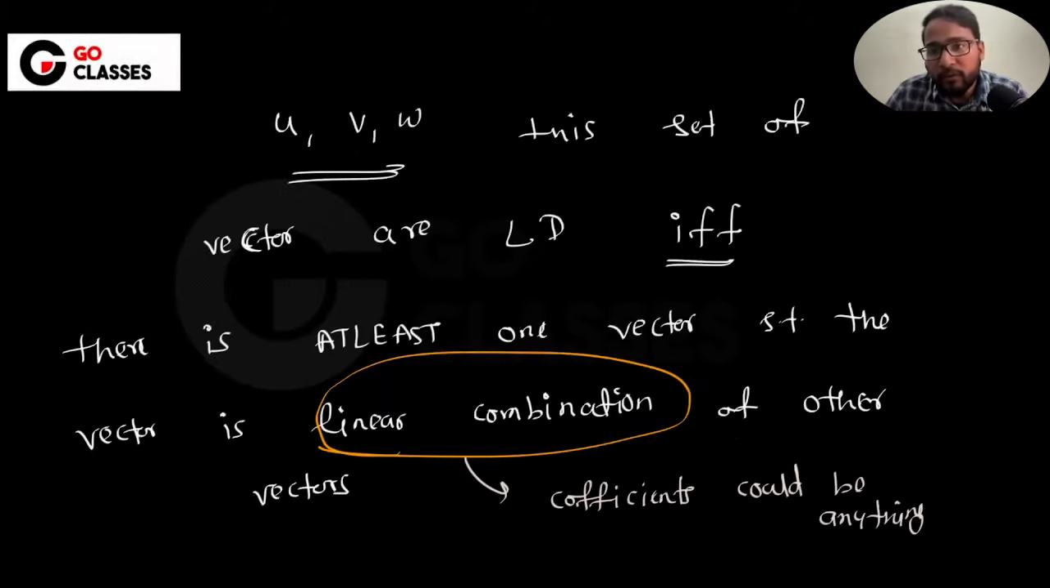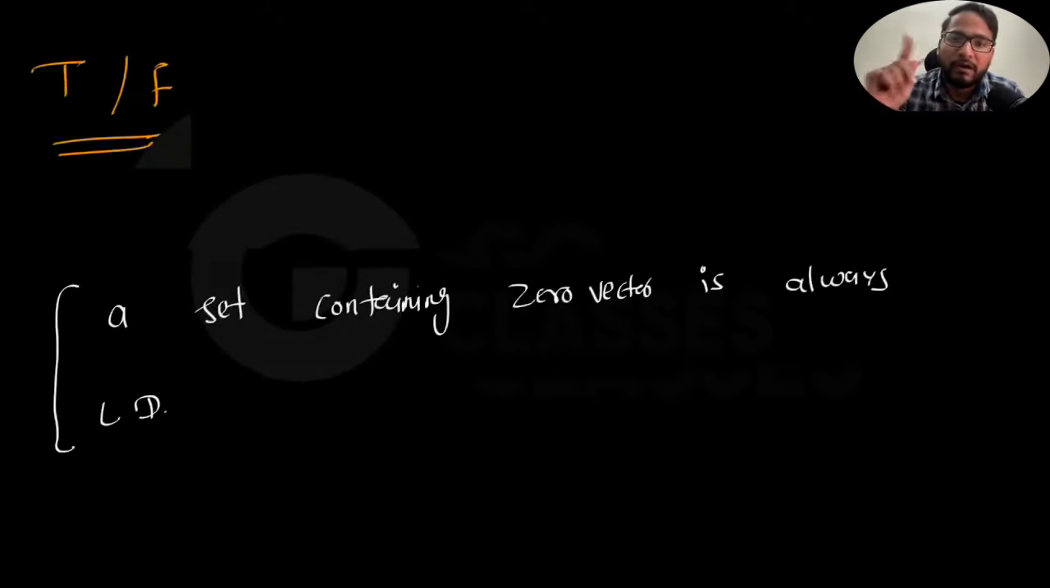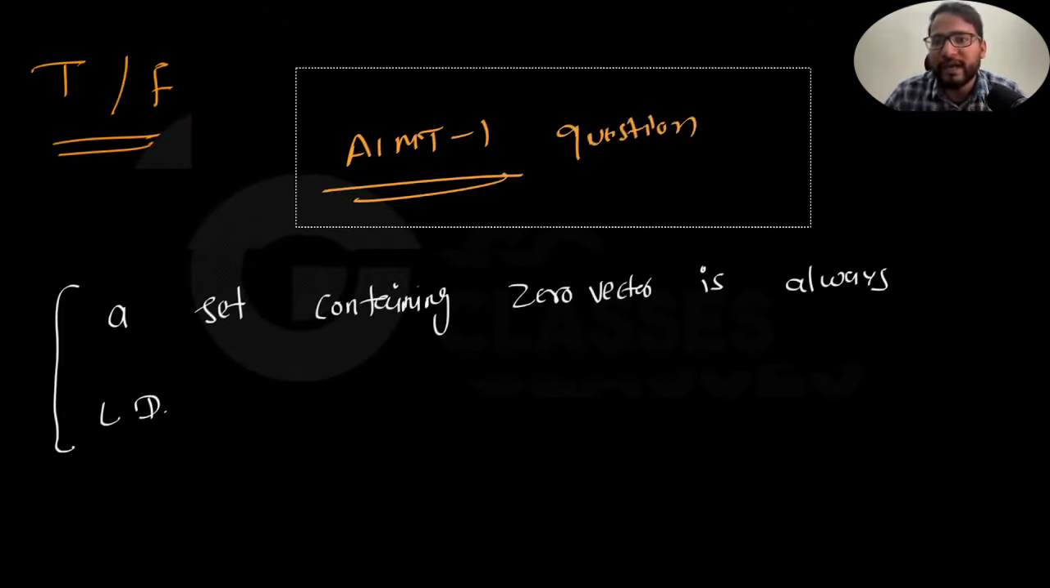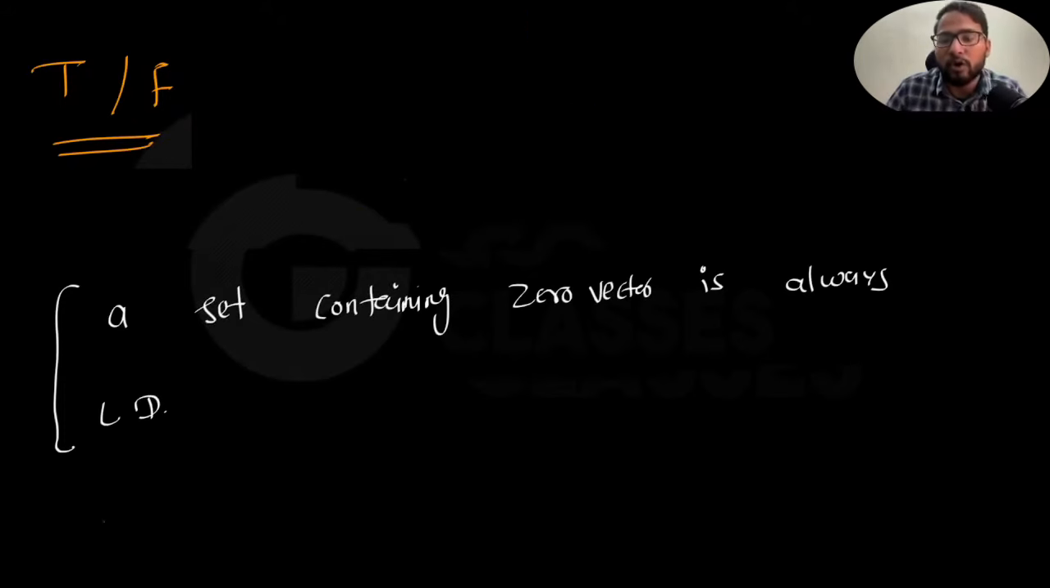So again, for U, V, W, this set of vectors is linearly dependent if and only if there is at least one vector such that the vector is a linear combination of other vectors. Coefficients could be anything. Tell me if this is true or false: a set containing a zero vector is always a linearly dependent set. If the set is having a zero vector, which is also an AIMT1 question. Do you remember the AIMT1 question? A set containing a zero vector is always linearly dependent. Tell me fast. Let's not wait for others to answer. Just tell me your answer. Yeah. Thank you, Subhadip.